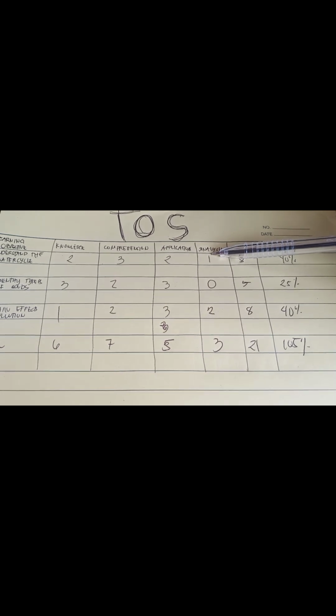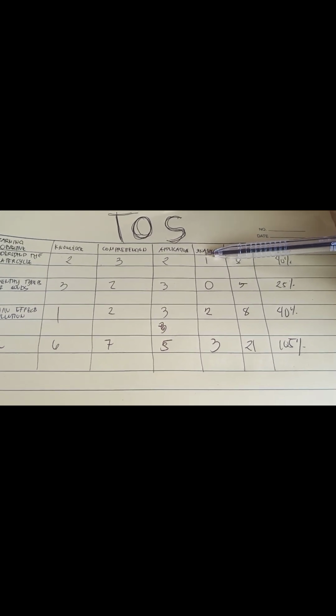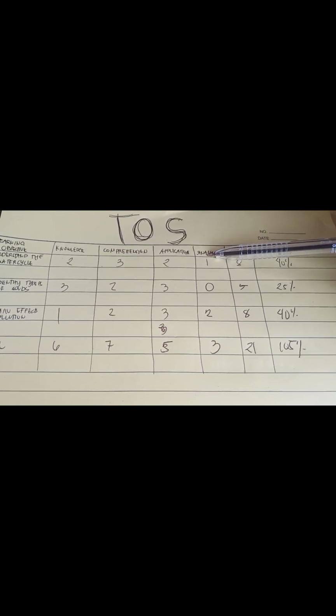The next columns show the different levels of understanding based on Bloom's taxonomy: knowledge, comprehension, application, and analysis. For example, we have 2 questions testing knowledge for the water cycle, 3 testing comprehension, 2 on application, and 1 on analysis. These are for each of our learning objectives.